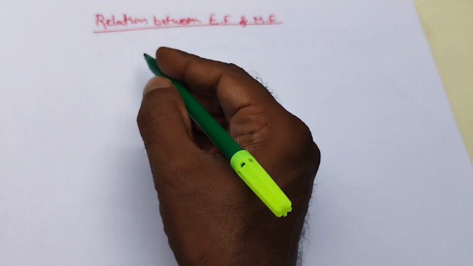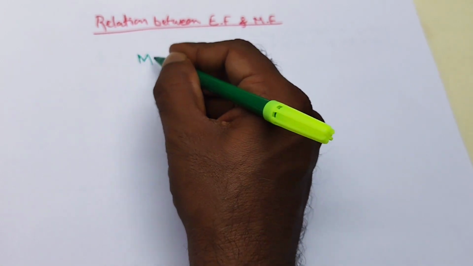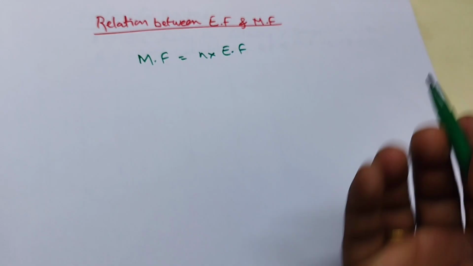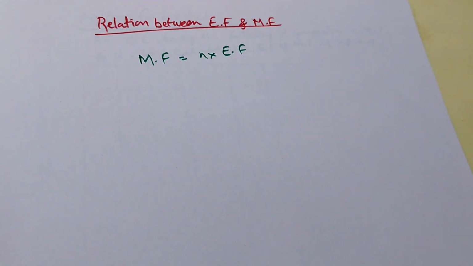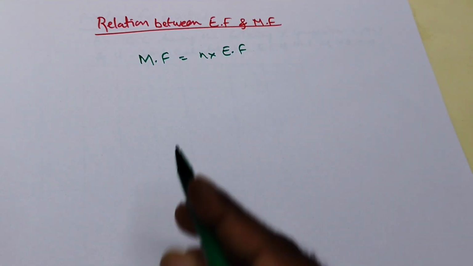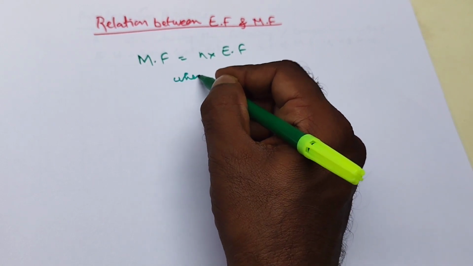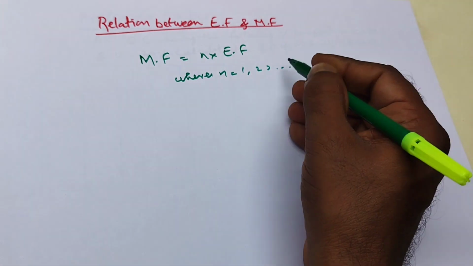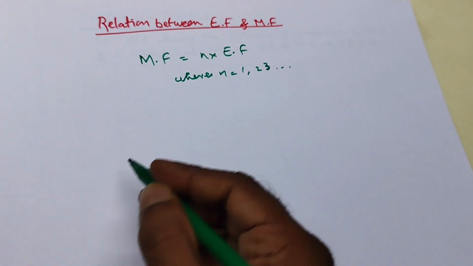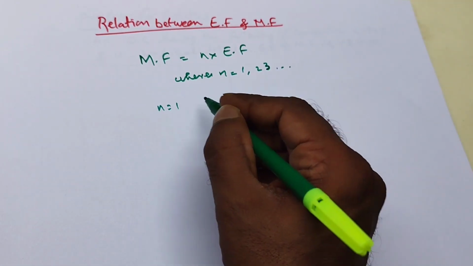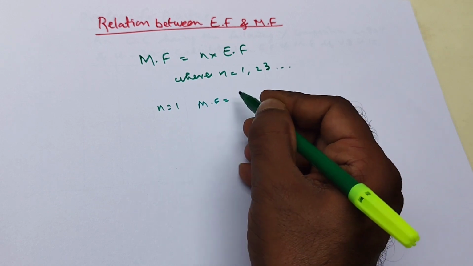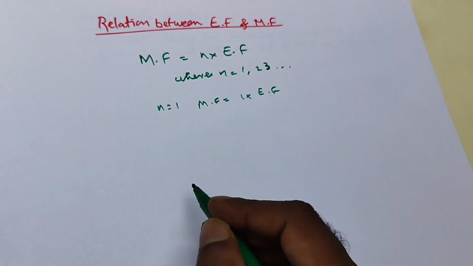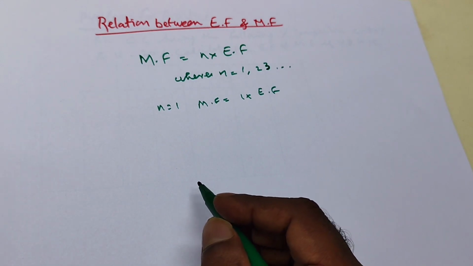If we express it mathematically, we can say molecular formula is nothing but n into empirical formula. This is the mathematical expression of molecular formula and empirical formula, where n is nothing but 1, 2, 3, 4, etc. If we substitute n equal to 1, what will be the result? Molecular formula is equal to 1 into empirical formula. Suppose it is 2, you have to put a 2.